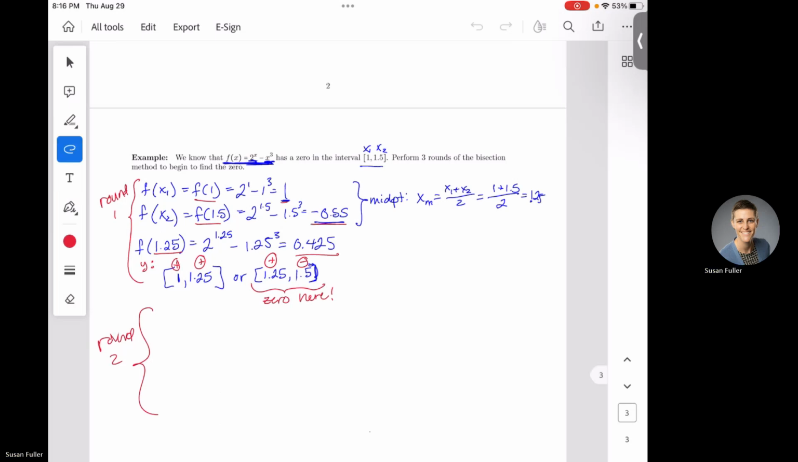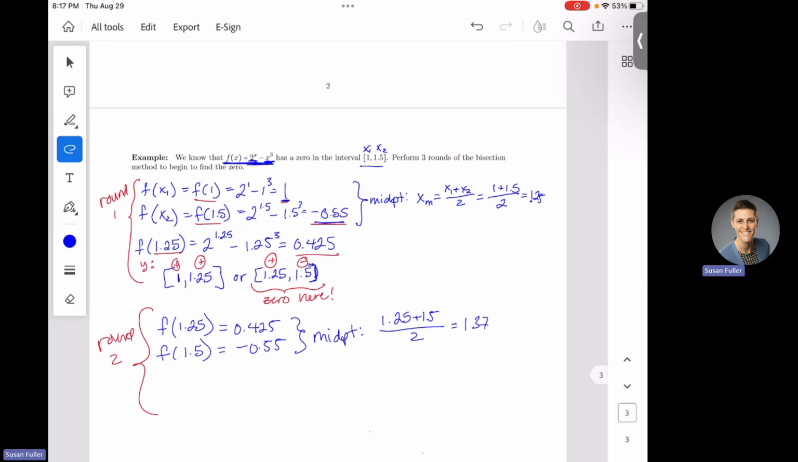And so we'll rename this. So my x1 will be 1.25 and my x2 will be 1.5. I'm just going to remind myself so that I don't get confused. And f of 1.5 is negative 0.55. Okay, and then I am going to find the midpoint by averaging my endpoints. And when I average those, I'm going to get 1.375. That's my midpoint.